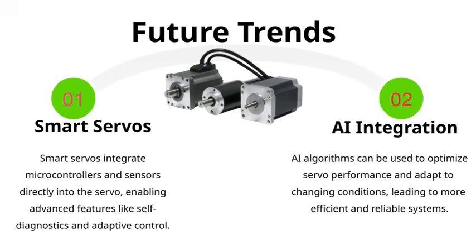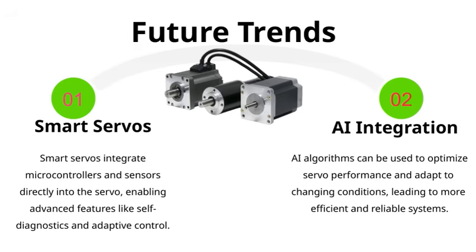Looking ahead, let's talk about some exciting future trends in smart servos. One key development is the integration of microcontrollers and sensors directly into the servo itself. This means the servo can now perform advanced functions like self-diagnostics and adaptive control, making systems more autonomous and responsive. Essentially, these smart servos are becoming smarter and more self-sufficient, which opens up a lot of possibilities for complex applications.